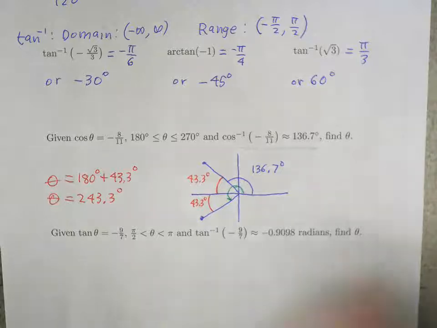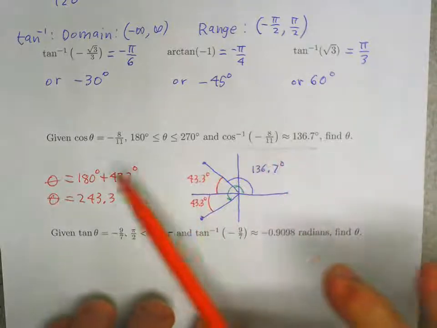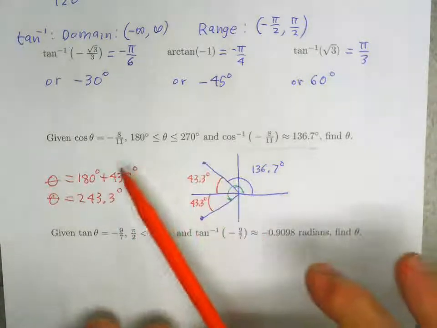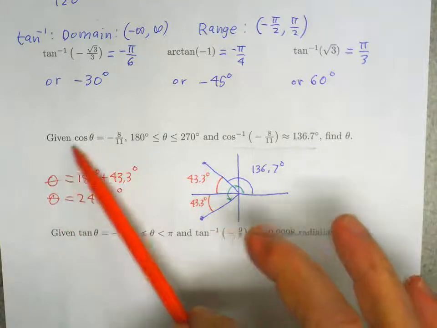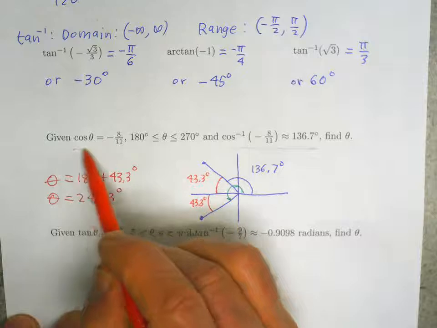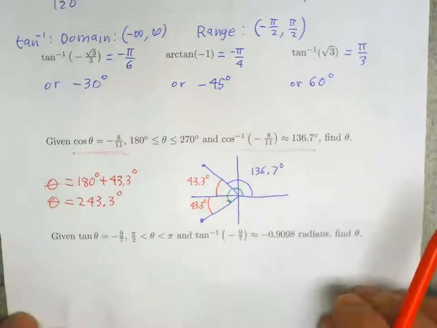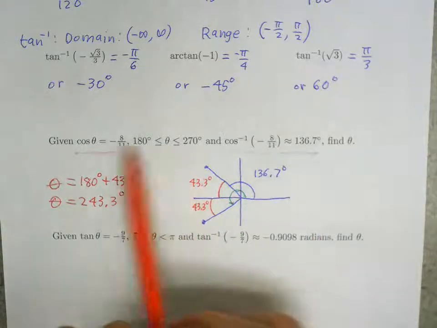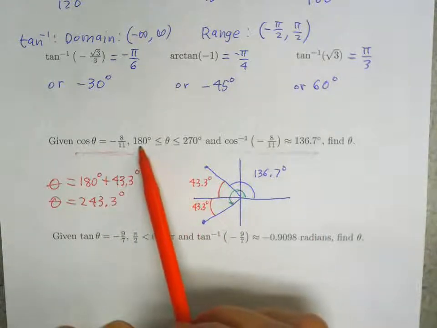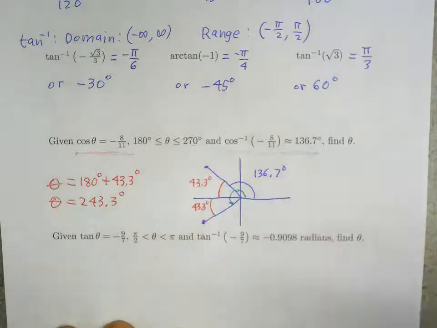So the purpose of this exercise is to show you that if you just take the inverse cosine of both sides of this equation, you won't get the right angle, because we're given that this angle theta is between 180 degrees and 270 degrees.